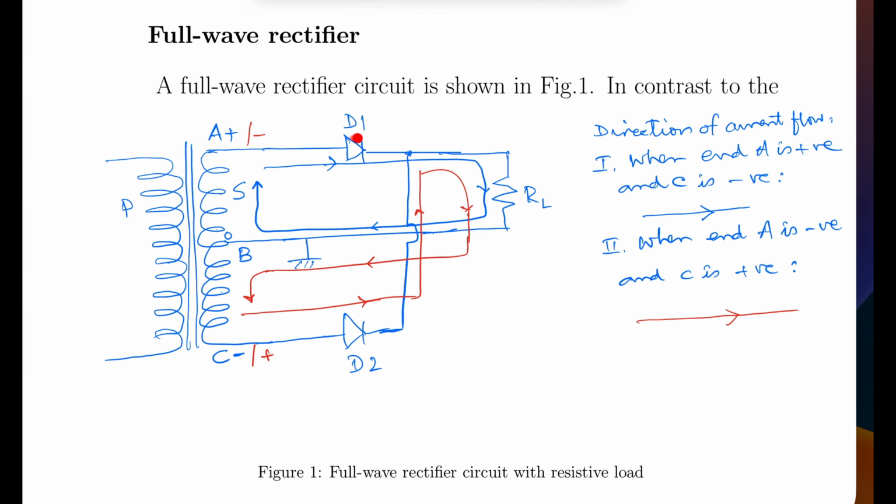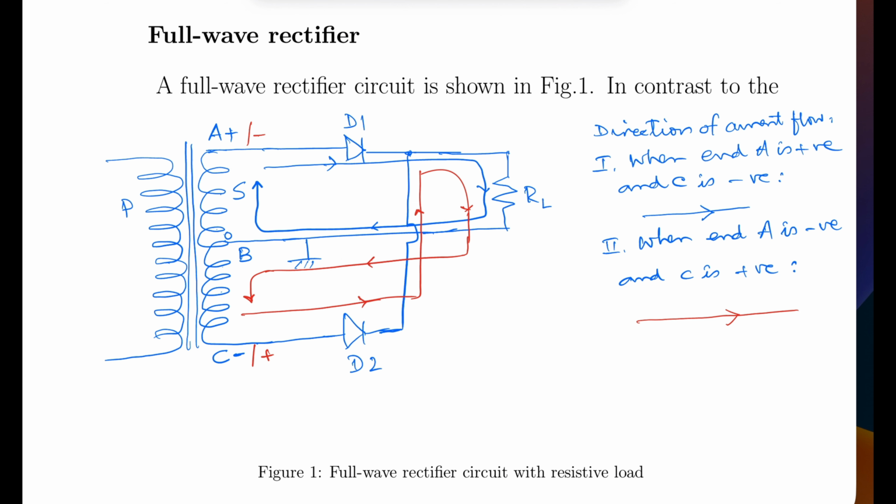this diode D1 is now forward biased because its positive end is connected to the positive potential here. So current flows through diode D1. This is shown by the blue line. So current flows through diode D1, passes through the resistor from the top end to the bottom end, and then goes along this direction and then along this. So this circuit is completed.